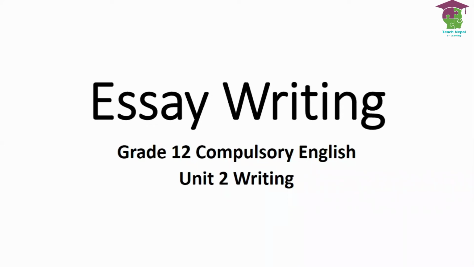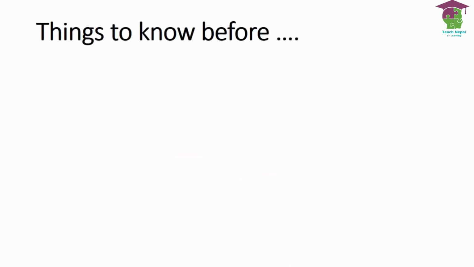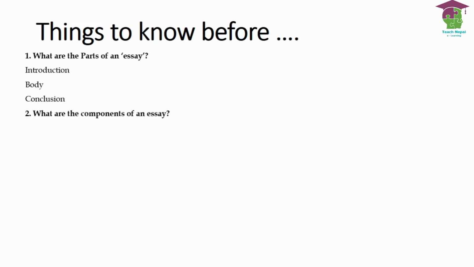Before we go through the tasks given in the writing section, let us know something about essay writing. We need to know something before we go on writing an essay. What are the parts of an essay, and in how many parts should you write it? The parts are introduction, body, and conclusion. There are three parts of an essay. And what are the components? Means a part can have many other subparts or components.